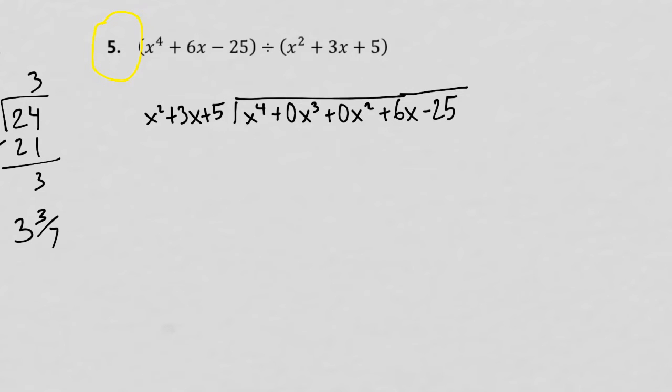There you go. That divisor is not missing any terms, right? It's x squared, 3x, 5. It's not missing anything, so no zeros required. All right, here we go.